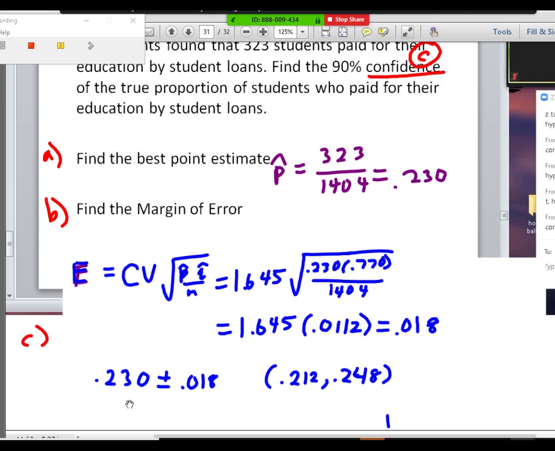So the confidence interval is your p hat plus or minus your error, right? So p hat minus my error is 0.212, p hat plus my error is 0.248, in parentheses with a comma between it. Questions?